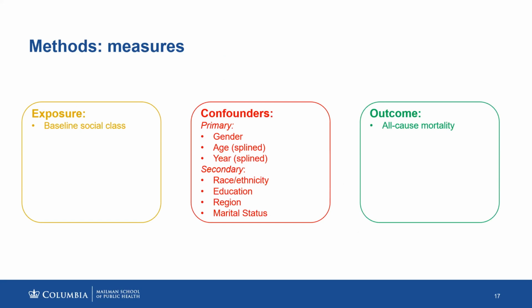Our exposure was baseline social class, which I'll define on the following slide. Our outcome was all-cause mortality, and our primary confounders included just gender, age, and year, in order to capture the total magnitude of class inequities, including those reflecting the segregation of minoritized and oppressed respondents into more exploited and dominated classes.